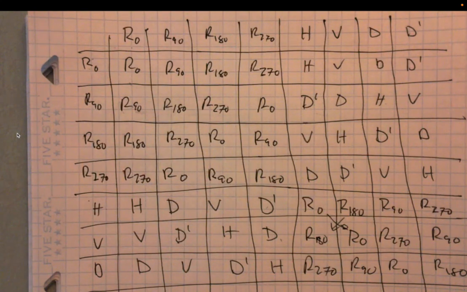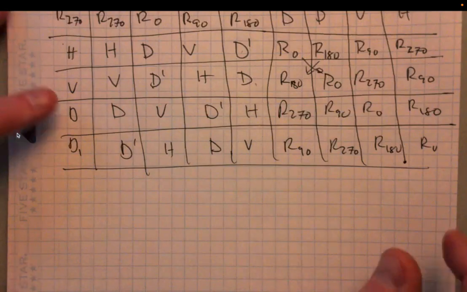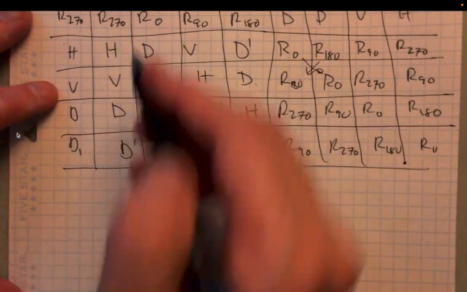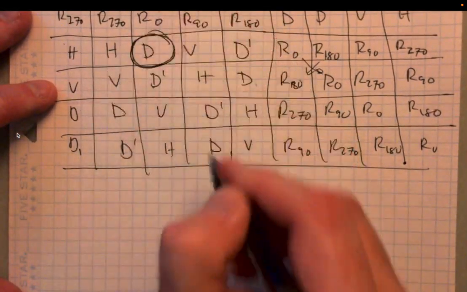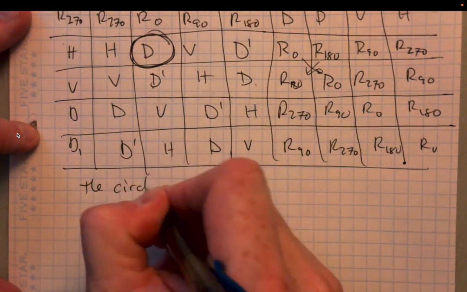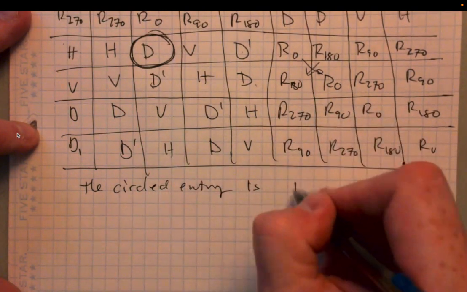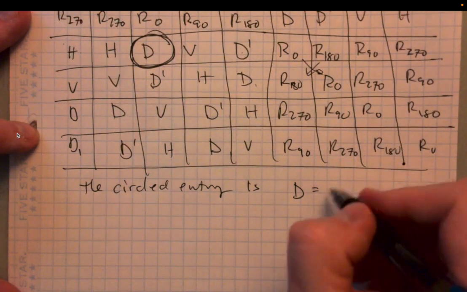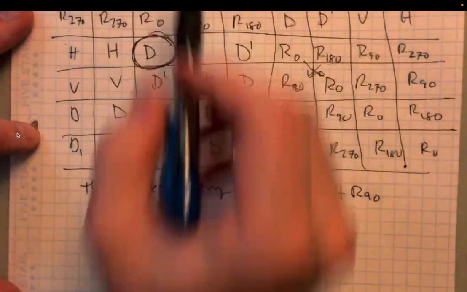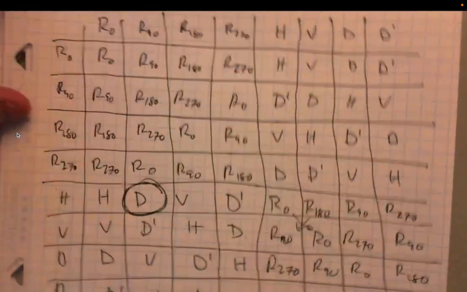Okay, all right, so there's a couple things in this table, structurally speaking, that are very interesting, right? And before I do that, I want to put some kind of a marker on here. So I'm going to circle this entry right here. Okay, so the circle, just for your reference later so you can remember the order, the circled entry is D equaling H composed of R90. Right, so that tells you that you do R90 first and followed by the H. Okay, so that's just for your benefit.